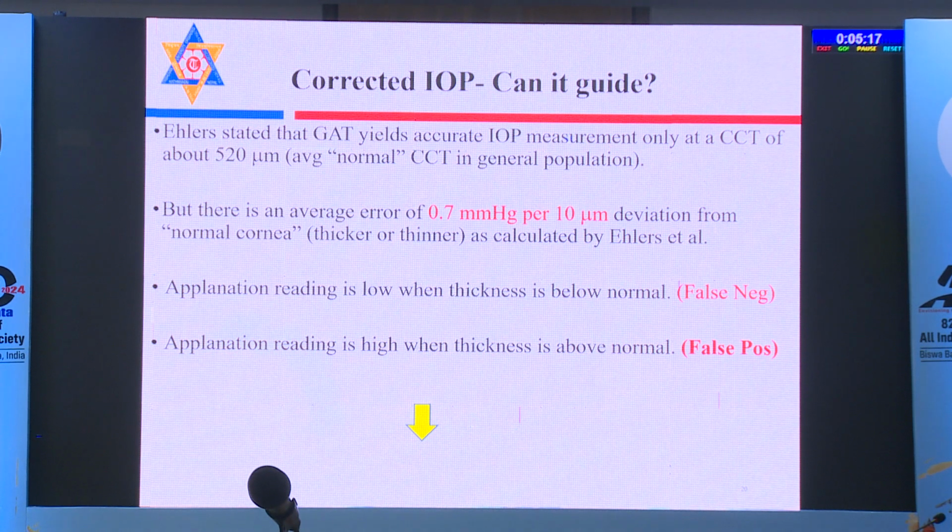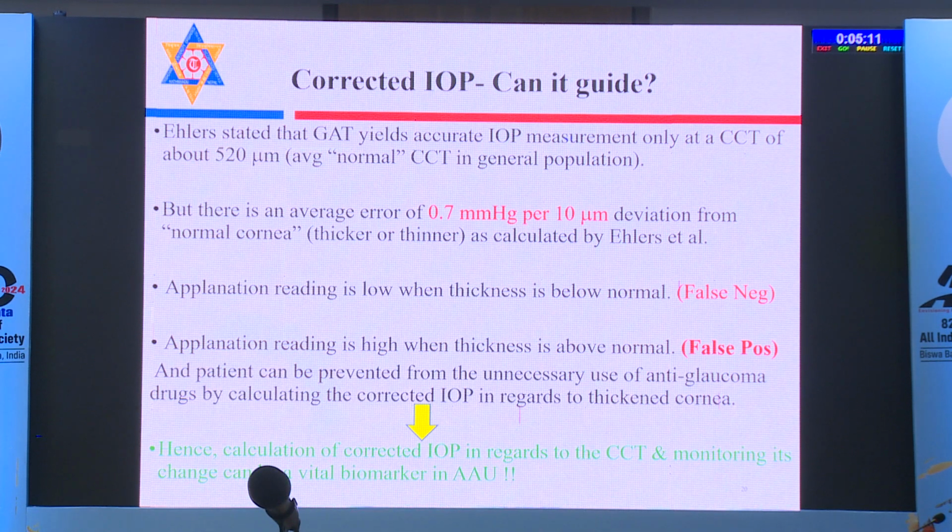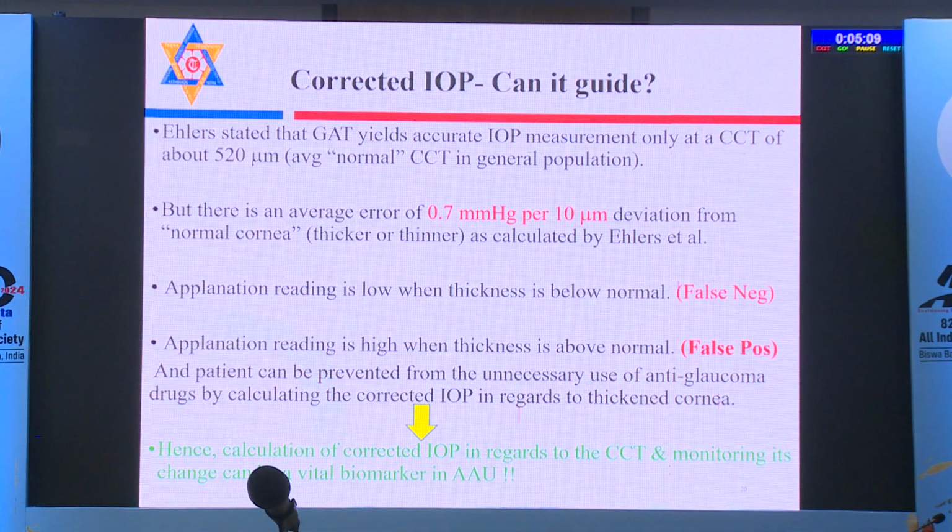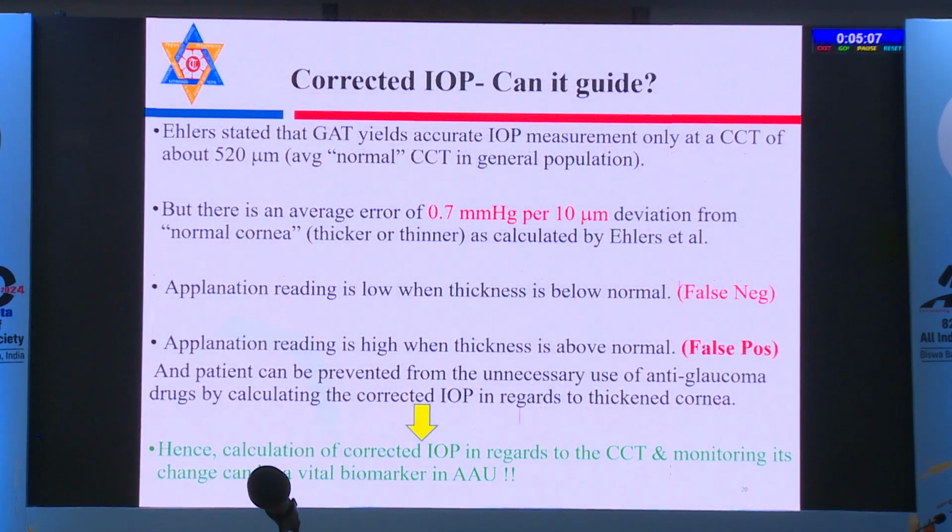Similarly, the applanation reading will be high when the corneal thickness is above normal. Thereby, the pressure that is shown high could be false positive, and we might be tending to start anti-glaucoma medication without taking into consideration this corneal thickness. Thereby, if we take into consideration this corrected IOP, we can prevent the patient from the unnecessary use of anti-glaucoma medication. Hence, calculation of corrected IOP in regard to central corneal thickness and monitoring its change could be a vital marker in acute anterior uveitis.